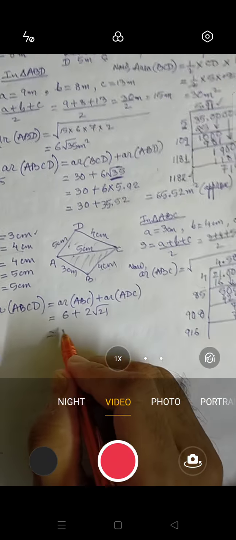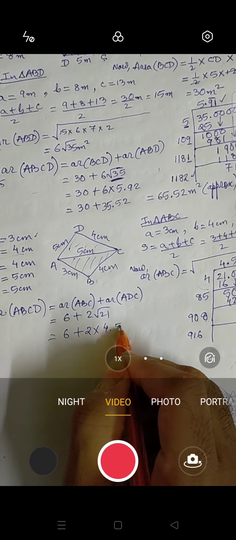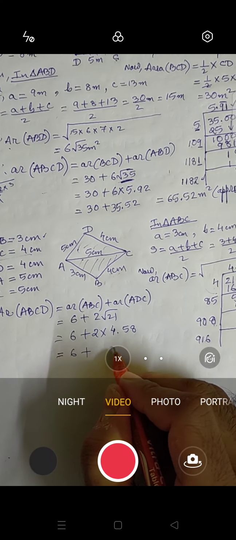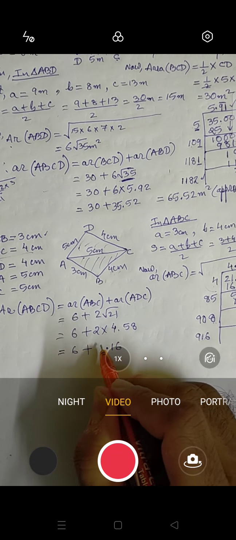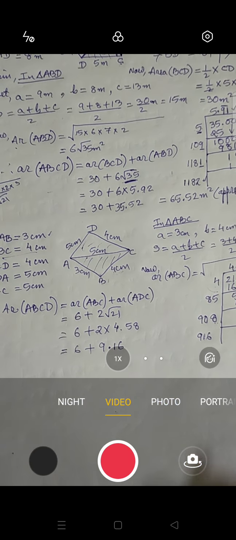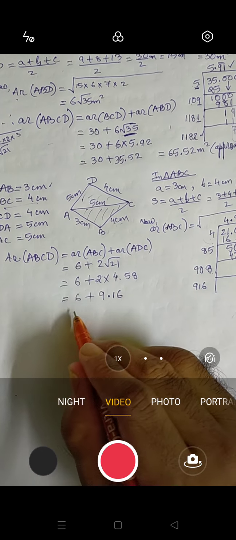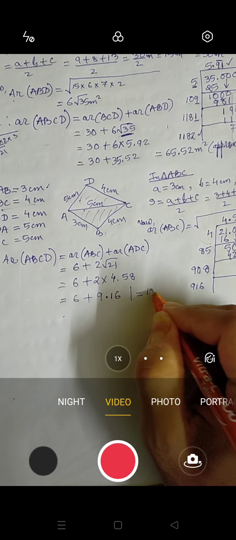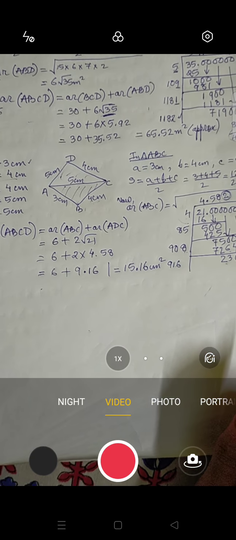That means we will be writing 6 plus 2 into 4.58. Now this will become 6 plus, if we multiply this one, 16 carry 1, 11 carry 1, then 8, 9, 916. Any problem? Now you can write the next line, I am writing it over here. So when you add this one, you will be having 15.16 centimeters square. That's all.